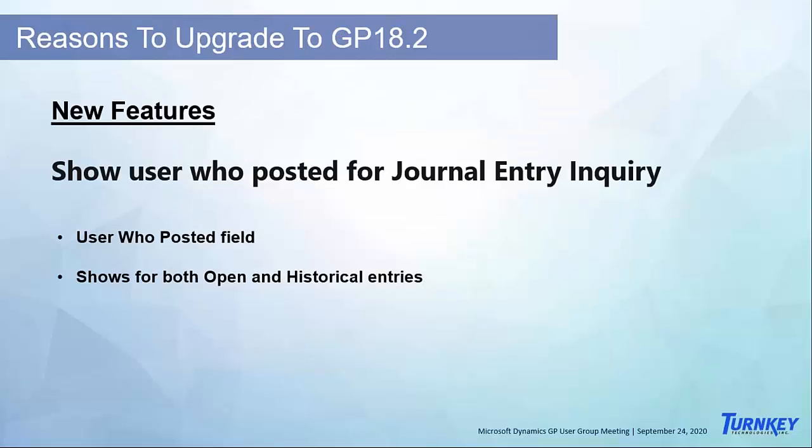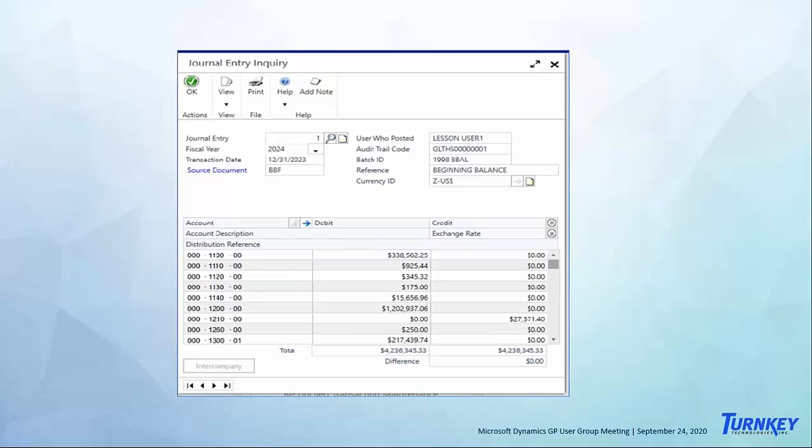The journal entry inquiry window now has a new field that shows the user who posted the entry. There are so many times when we ask, well, who did this? We don't know. There are ways to find out, but in a long way around. Now there's actually a field that shows the user who posted, and it will show for both the open and the historical entries. You can see that at the top right, on the right side, that field is very visible. I think that is a nice feature as well.